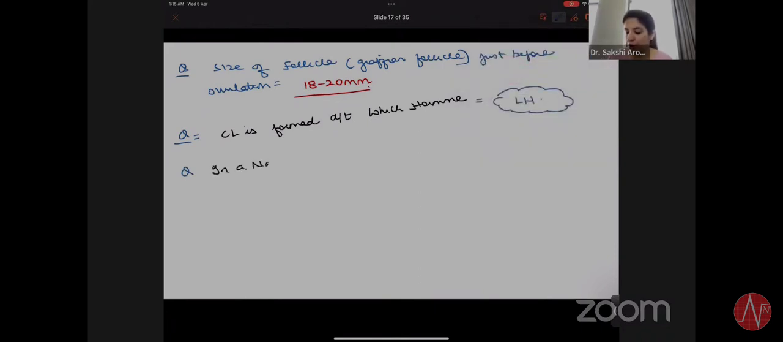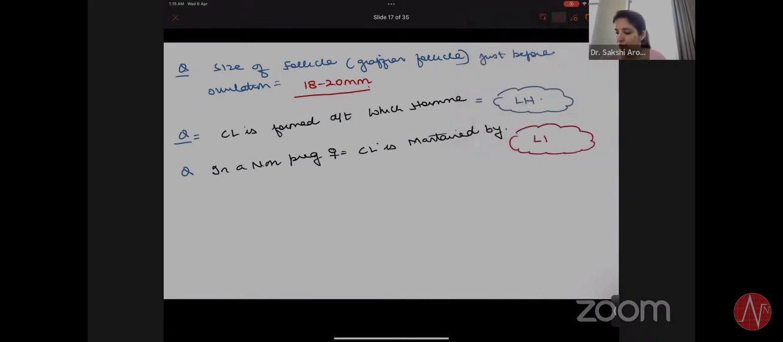In a non-pregnant female, corpus luteum is maintained by which hormone? Same answer. The hormone which is maintaining corpus luteum is LH in a non-pregnant female. But if the same question comes like this: in a pregnant female, corpus luteum is maintained by.